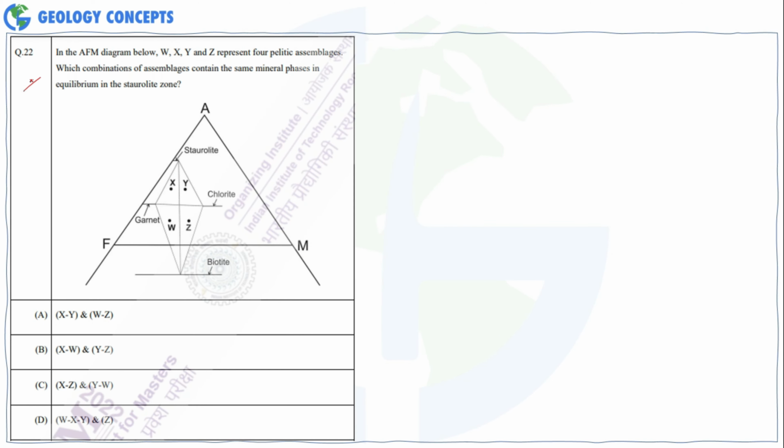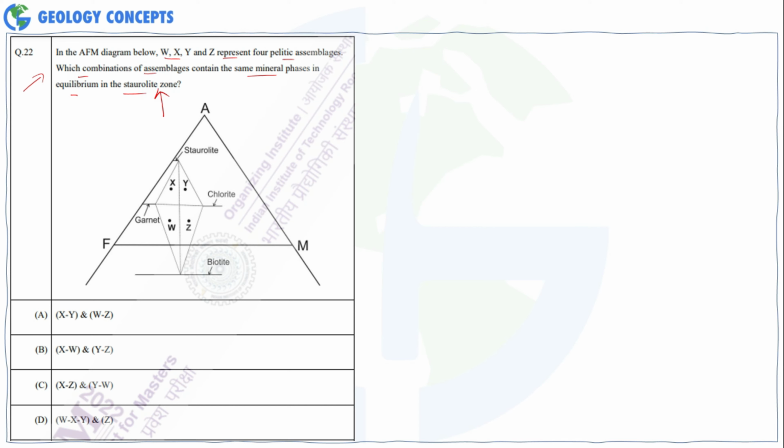Moving forward, we have an AFM diagram in which 4 pelitic assemblages are given, and it has been asked which combination of these assemblages contain the same mineral phases in equilibrium with the staurolite zone. Now it's a quite good question, we can say. The question mentions that we are in a staurolite zone.